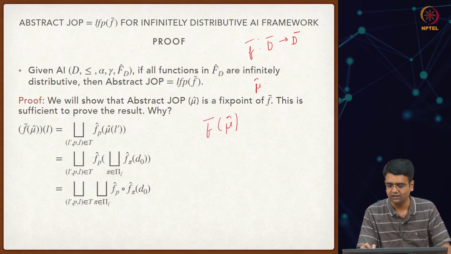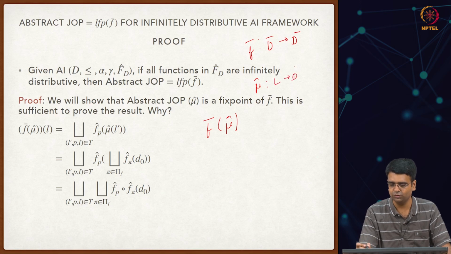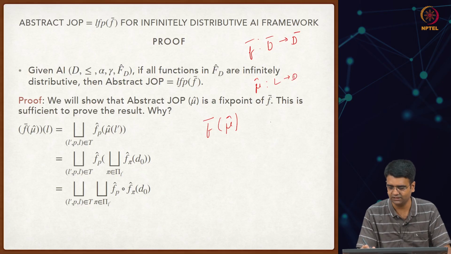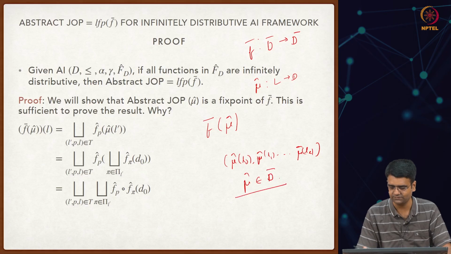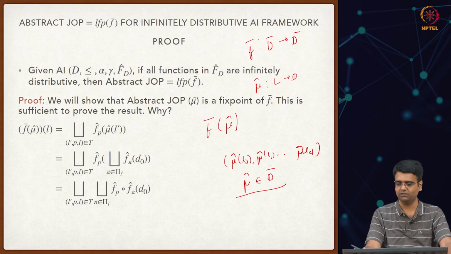Mu hat earlier we said is a function from L to D, but I can also view this mu hat as a vector, essentially the vector mu hat of L0, mu hat of L1, and so on, up to mu hat of L. By that logic, mu hat is also a member of the vectorized lattice. So mu hat is a member of D bar. Therefore I can apply f bar on this mu hat. Let me do that.